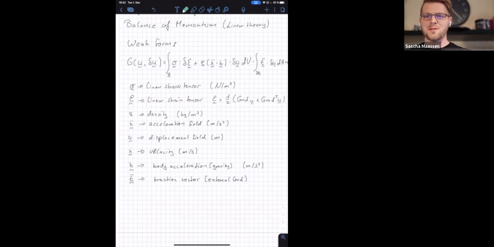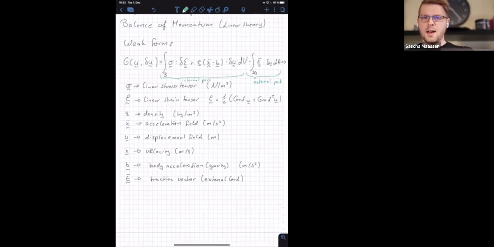However, most of what we are doing today should be familiar to you. Okay, regarding the traction vector, we see the traction vector here appears in this part of the weak form. And we use these parts to differentiate between the so-called internal part and the external part.